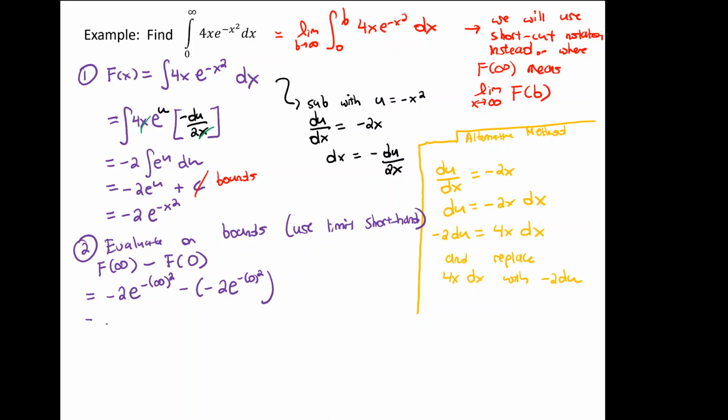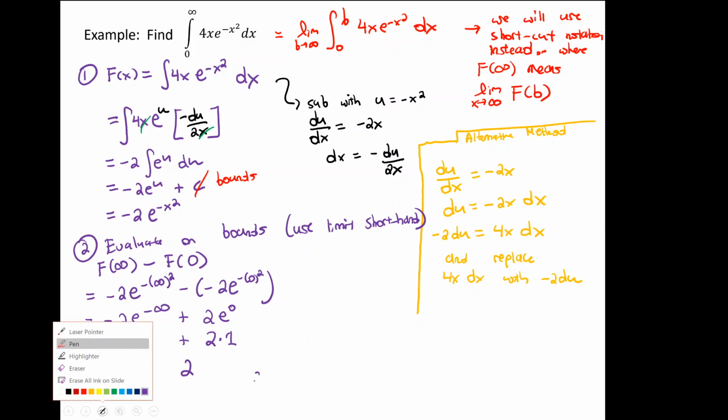So negative 2e to the minus infinity, since infinity times infinity is infinity, plus 2e to the 0, since 0 times 0 is 0. E to the minus infinity is 0. E to the 0 is 1. So 0 plus 2. We get 2 as our answer. We can say the integral converges to 2.